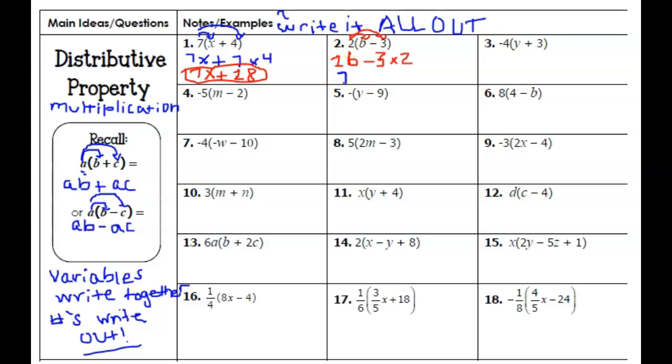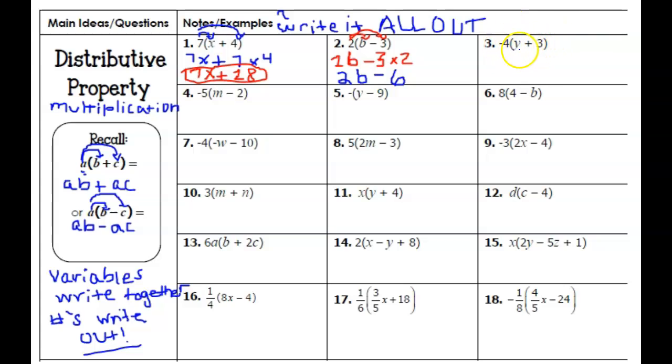I know this is just 2b, okay? And then negative 3 times 2. Don't forget this is negative. Negative 3 times 2 is negative 6, okay? Write it all out. Let's go to the next one.